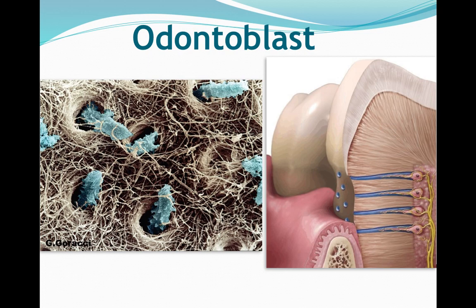The odontoblasts secrete dentin throughout their life, unlike enamel, which they consider secondary dentin once the formation is complete, which may be an attempt.